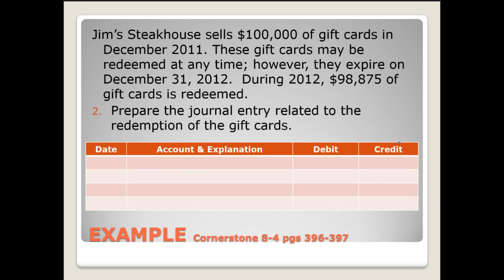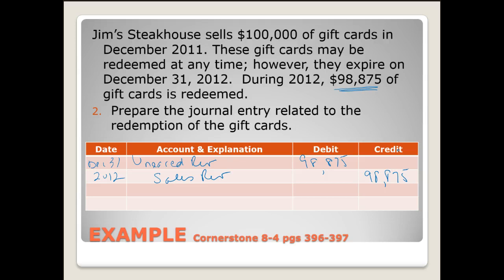Now let's prepare the journal entry related to the redemption of the gift cards. This is how much, in terms of dollars, that the gift cards were redeemed. So on December 31st, 2012, I can clear, in the unearned revenue account, $98,875. And that means I can now finally record the sales revenue. Remember, we can't record a sales revenue until the service or the good has actually been delivered or completed. And so finally the good has been delivered.